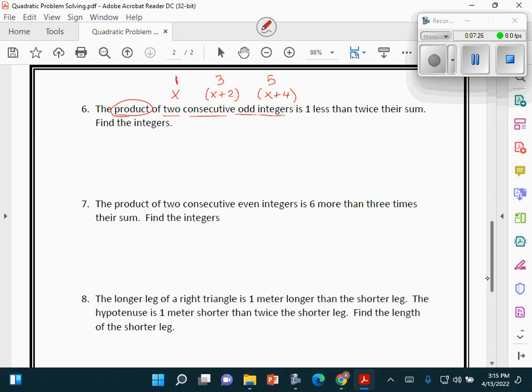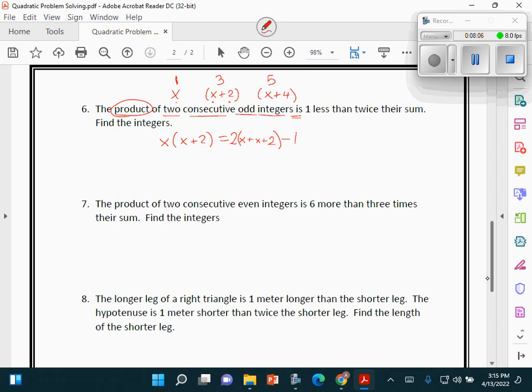You can add x plus 2, x plus 4, and you're still going to have an odd number. So let's multiply the first two consecutive odd integers. That would be x times x plus 2. A number and the number 2 greater than that is, so we write our equal sign, 1 less than, that goes at the end, twice their sum, 2 times their sum. The sum needs to add, so we have to add all these together. X plus x plus 2. 1 less than twice the sum of the first two consecutive odd integers.